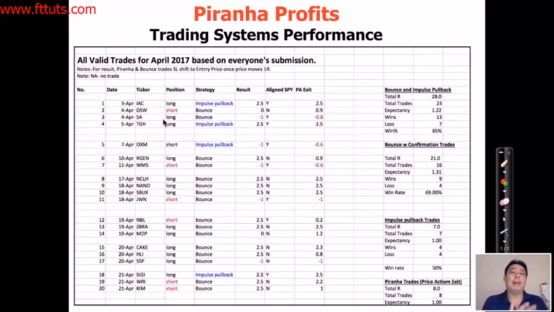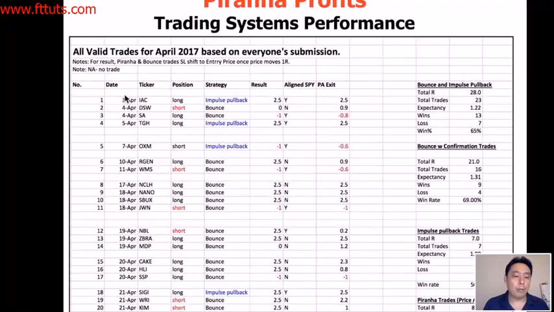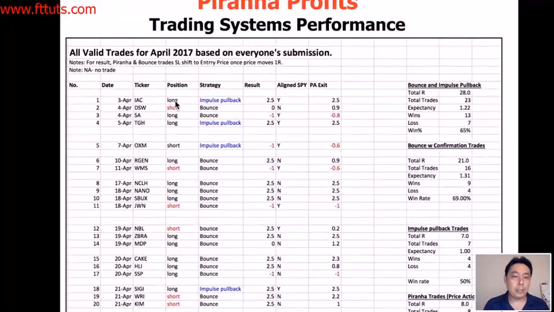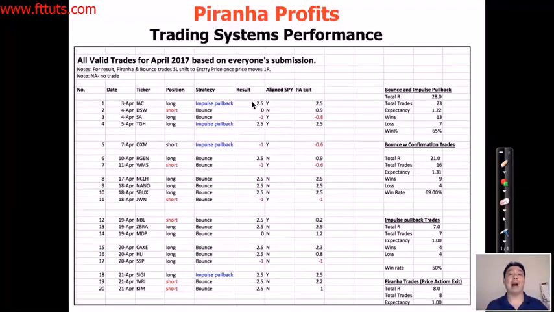So this was one of my latest trade logs from April of 2017. And you can see typically in a month, you have about 20 trades or more. These are the tickers. These are the positions. Some of them are long and some are short. And this is the specific strategy, all right? Impulse pullback, bounce, and so on and so forth. And that's the result. So 2.5 basically means 2.5 R.